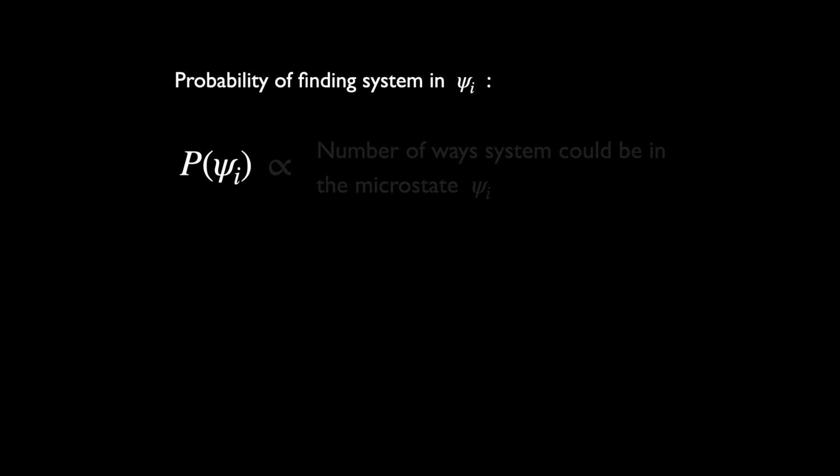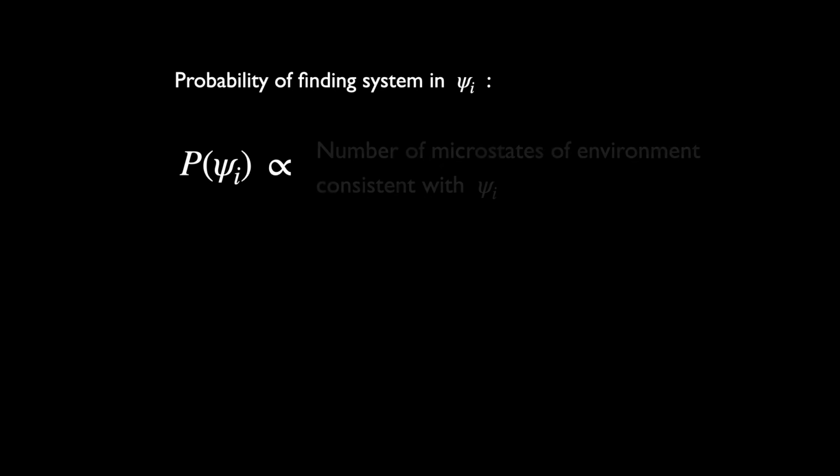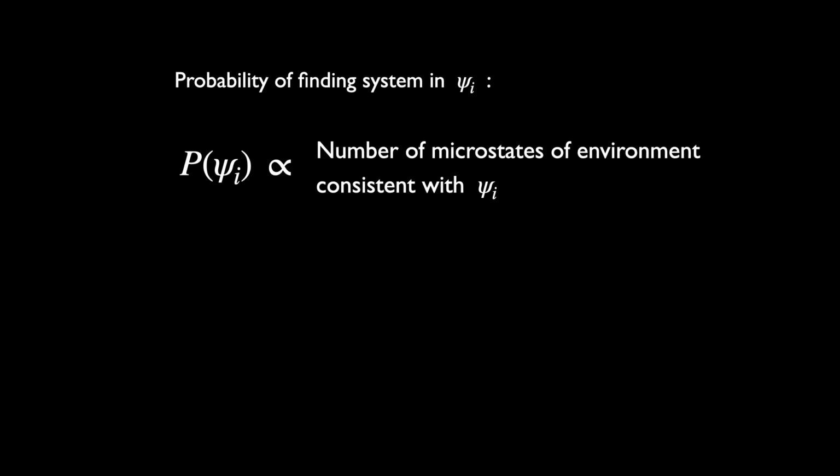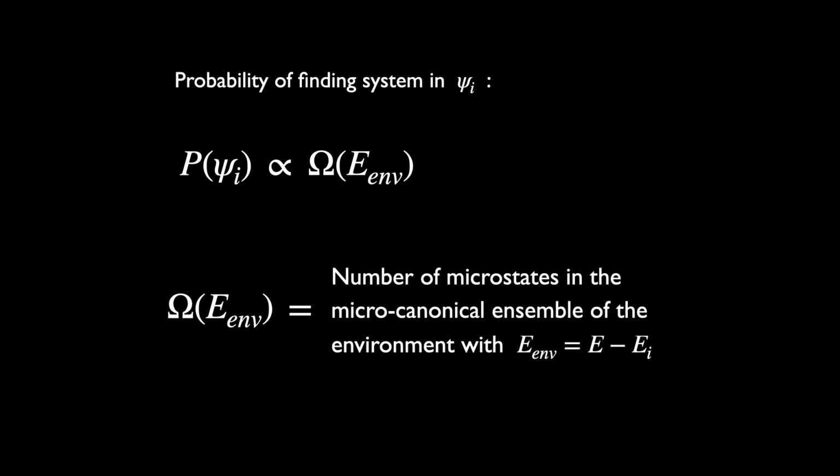Under such conditions, the probability of finding the system in a given state psi_i is proportional to the number of ways it could exist in this microstate. This is proportional to the number of microstates of the environment that is consistent with the system being in psi_i. We denote this number as omega of E_environment, where E_environment is equal to the total energy E minus the system energy E_i.